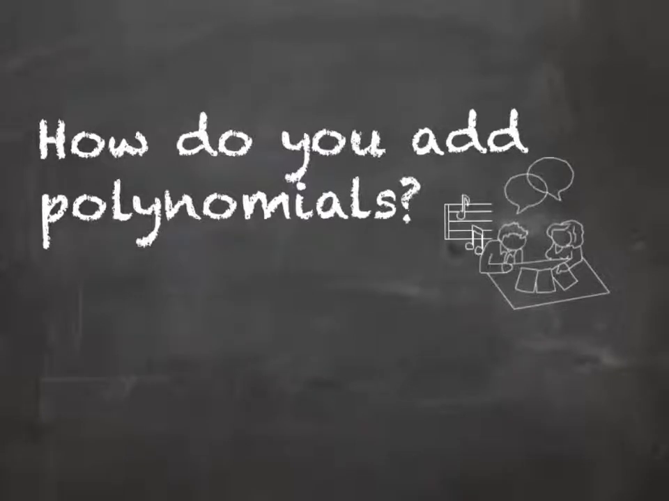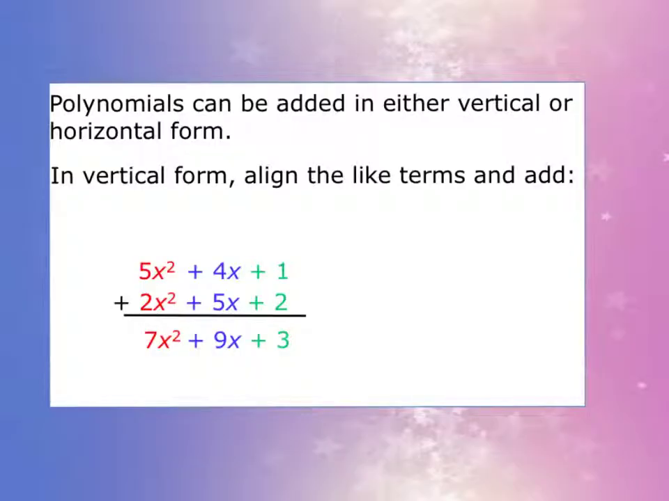How do you add polynomials? I will demonstrate some ways to add polynomials and show you some different methods you can use to add them. Here's one method. Polynomials can be added in either vertical or horizontal form. In vertical form, align the like terms and add.